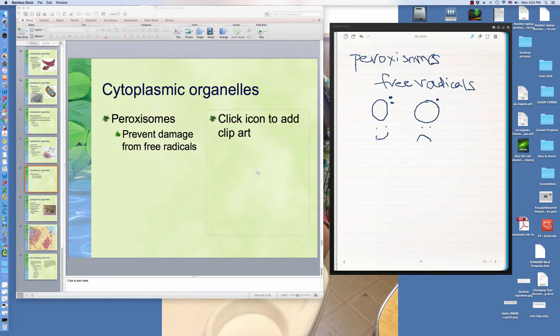And they get that other electron by stealing them from other molecules. They might steal the electron from DNA, which can cause mutations. They might steal the electron from fats or proteins in a membrane, which can destroy a membrane. So free radicals can be very dangerous. So what peroxisomes do is our cells all have peroxisomes, and the job of peroxisomes is to convert these free radicals into harmless substances. So they're able to collect up these free radicals and make them so that they will not harm the rest of the cell.